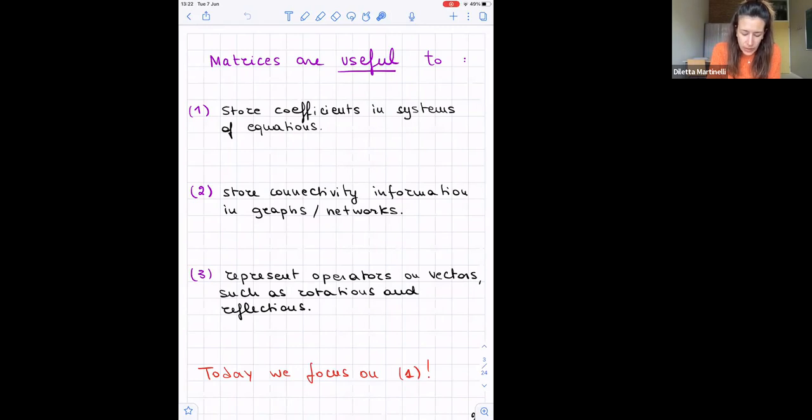And today the plan is to focus on this. So see how we can solve linear systems of equations by performing operations on matrices.